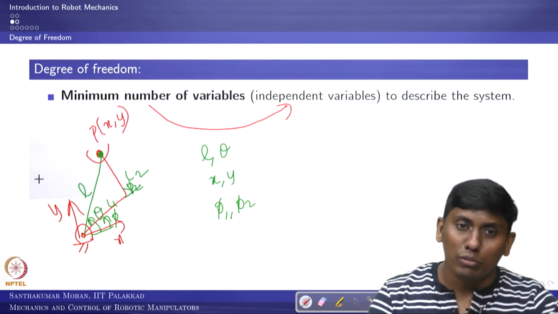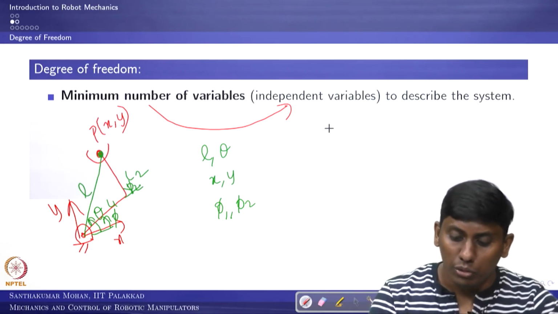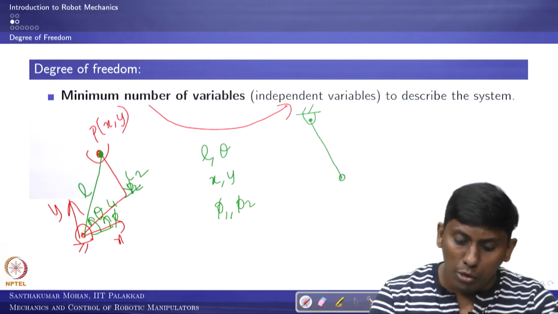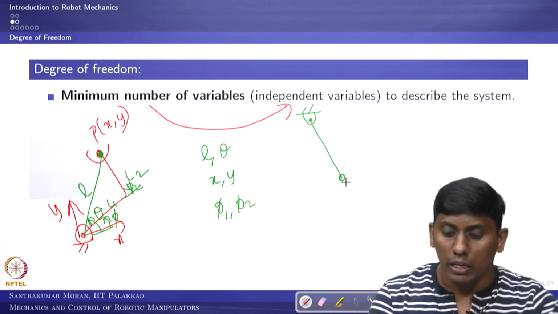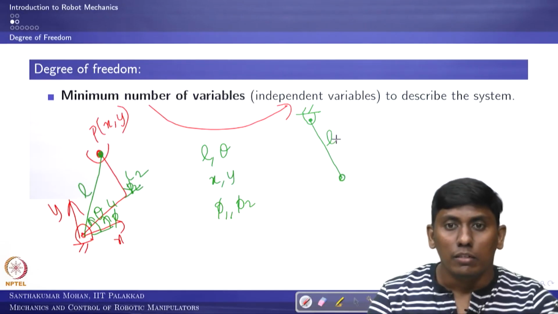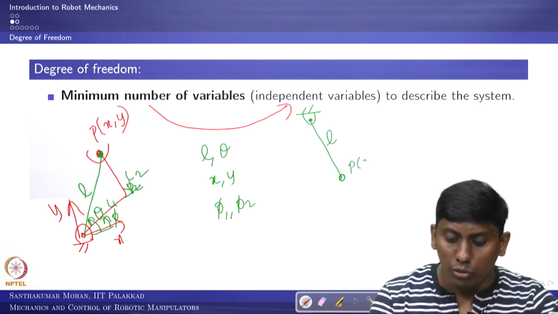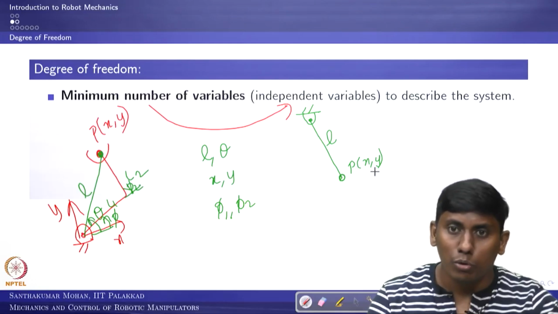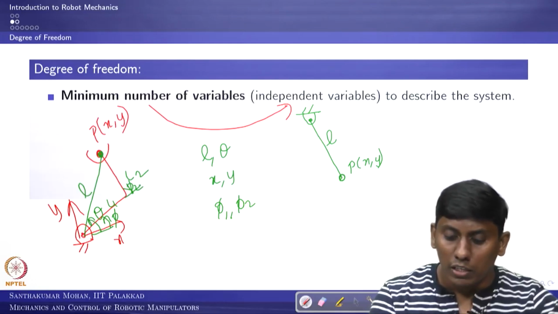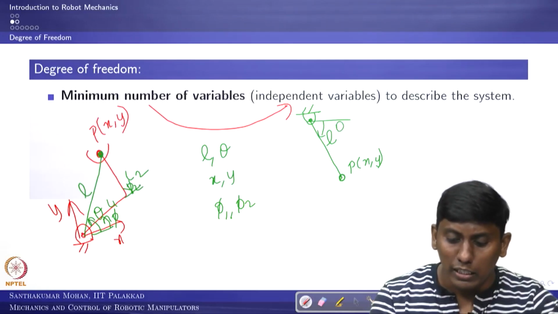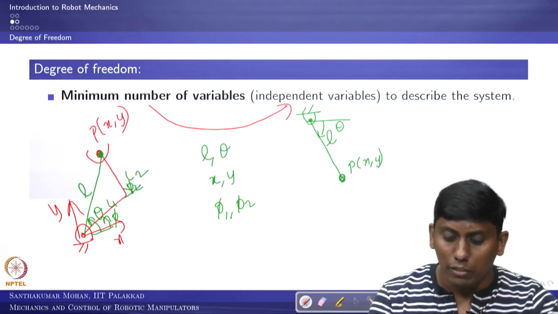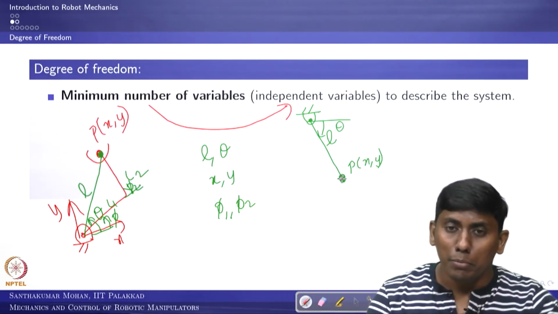Now you can look at the other way around. You take a simple pendulum. Okay. So now I want to know this position. I give this L. Now you say that this is P, so x, y. Do you think that 2 variables are required to define this? No. If I know this angle theta, and I know L is constant, I can easily find this position, right?